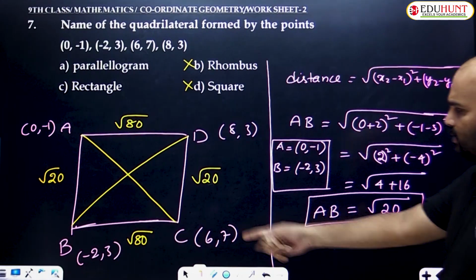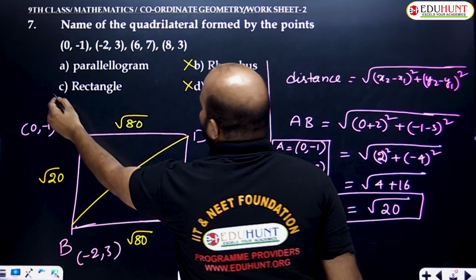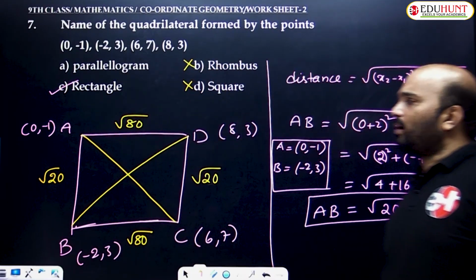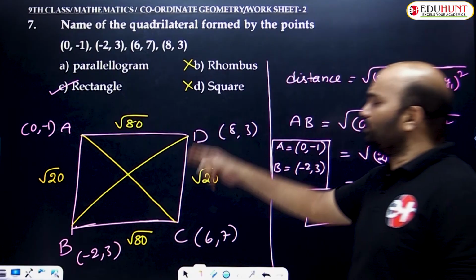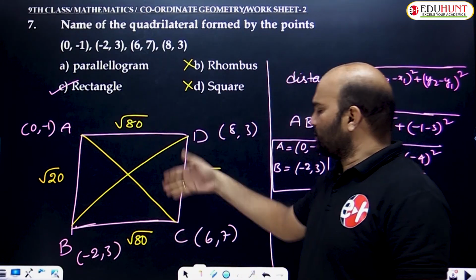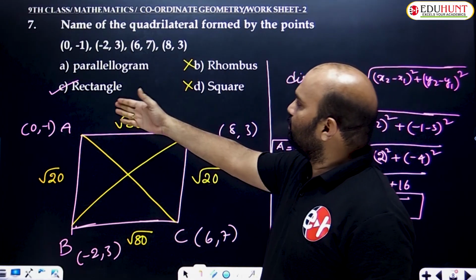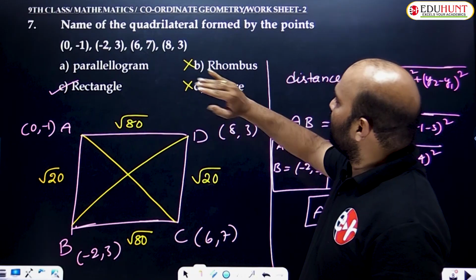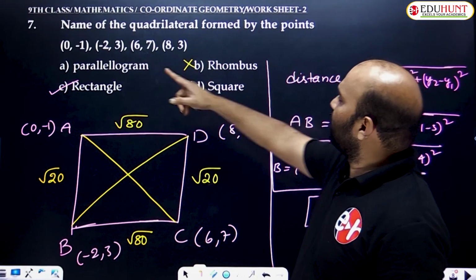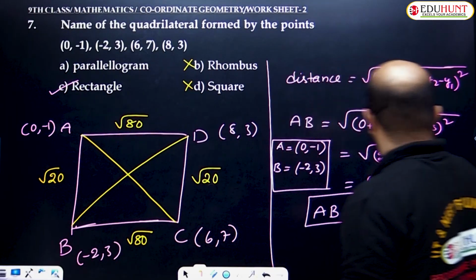So in that figure, diagonals are equal, opposite sides are equal. That given quadrilateral forms a rectangle. Option C is the right answer. But in a parallelogram, diagonals are not equal. What I am getting here is that BD and AC distances are equal, nothing but 10. Am I clear? So clearly we need to understand. So the name of the quadrilateral formed by the 4 points is rectangle. Option C is the right answer.